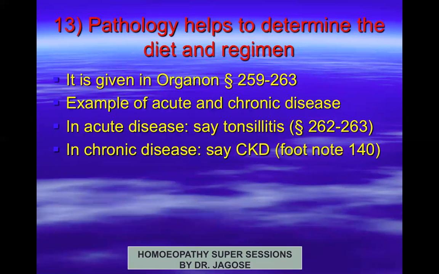And the 13th point is that the pathology helps determine the diet and regimen. It is given in Organon, aphorisms 259 to 263. And he has given you an example of acute and chronic diseases. Say, in acute disease, say of tonsillitis, aphorisms 262 to 263, he has given you an example. Rather, he has given you the diet and regimen to be followed in an acute disease.